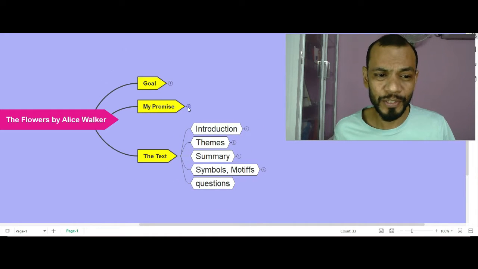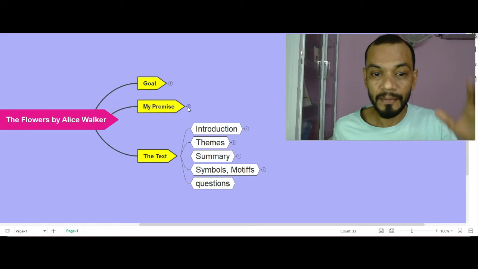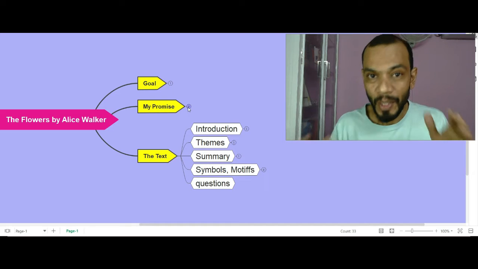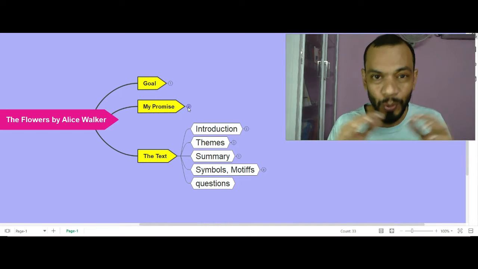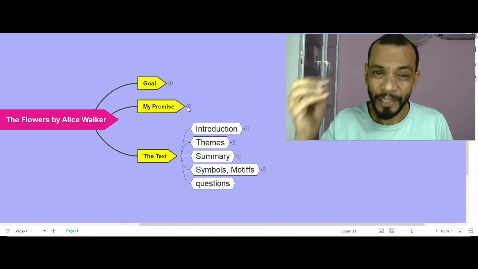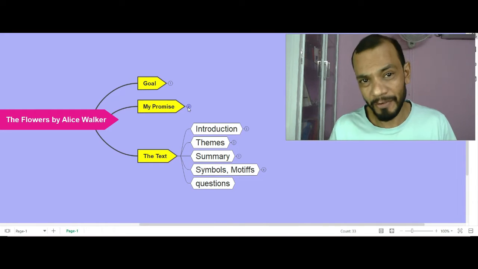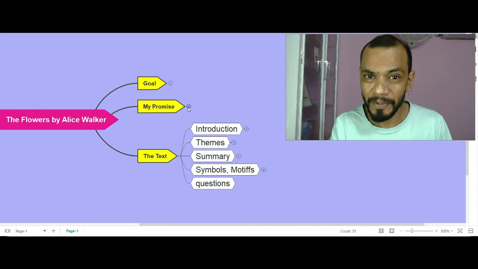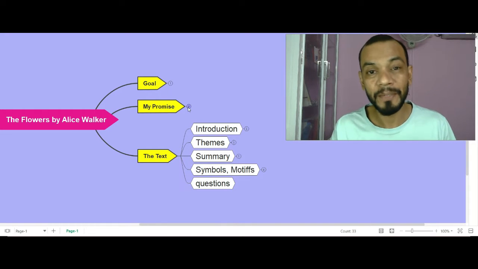So today we are going to discuss the short story The Flowers by Alice Walker. And it is a 5-step structure that I follow. The first one, I'll give you an introduction to the basic thing we'll discuss. Secondly, we will cover the theme. Why I'm giving you this is because if you don't have much time, if you have just 3 minutes and you're watching this just before your exam, if you write the introduction and theme, you'll get half marks. Okay, then I'll give you the summary. Then we'll go to symbols and motifs and questions.